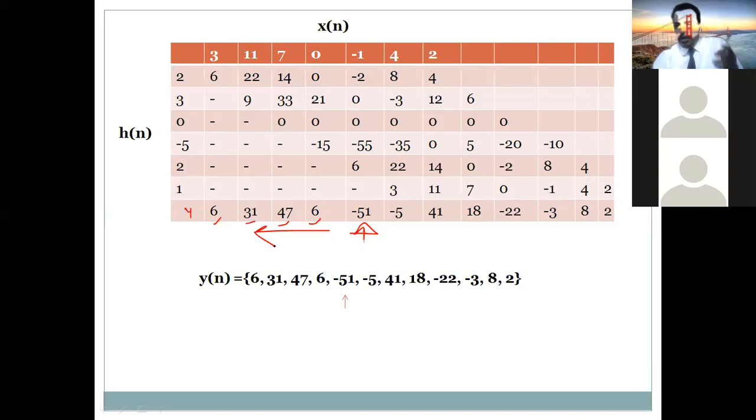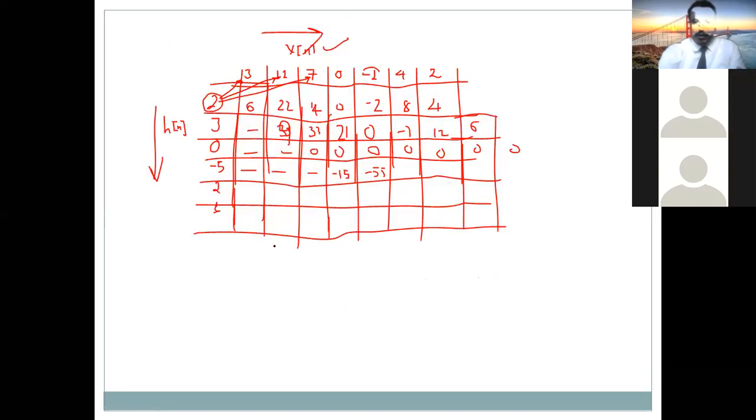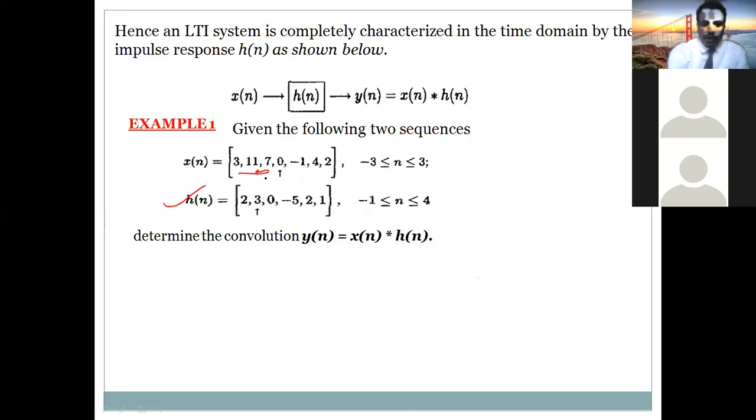Why do we choose 4? Because for input, how many samples to the left of the arrow? 3. For impulse response, 1. 3 plus 1, it will be 4 samples. Okay, 4 samples. That's why. Is it clear?